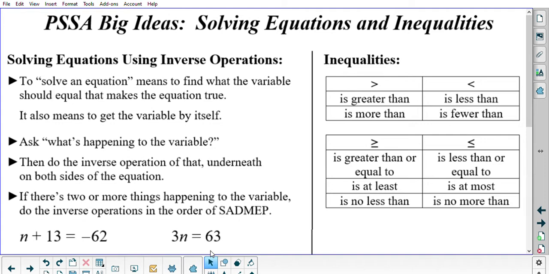So how do we do that? We ask in our head what's happening to the variable, and then based on whatever's happening to it, we will do the inverse of that. The inverse of addition is subtraction. The inverse of multiplication is division. So we will do the inverse of whatever's happening to the variable. We'll do it underneath on both sides of the equation.